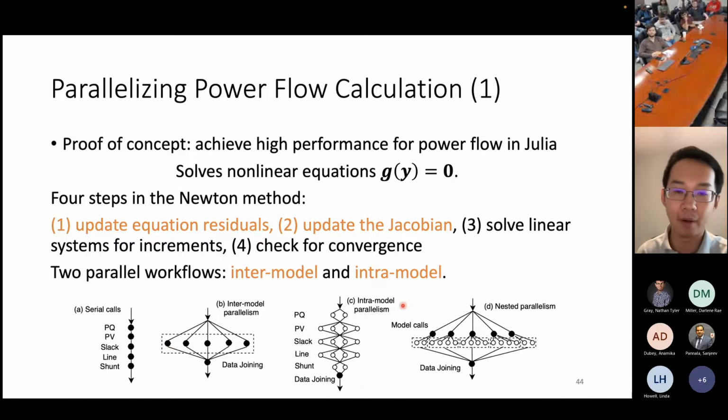The intra-model parallelism here aims to parallelize the equations within an individual model. For example, the PQ model has 2 trivial equations to impose P and Q. So previously they were run in serial, but the intra-model parallelism aims to run them in parallel. We can combine the 2 to create a so-called nested parallelism, which parallelizes across the models and again parallelizes across those different equations.